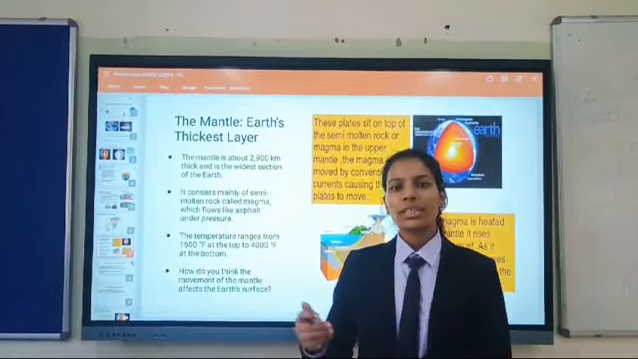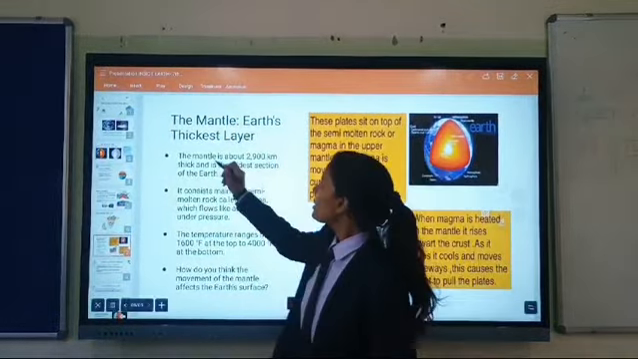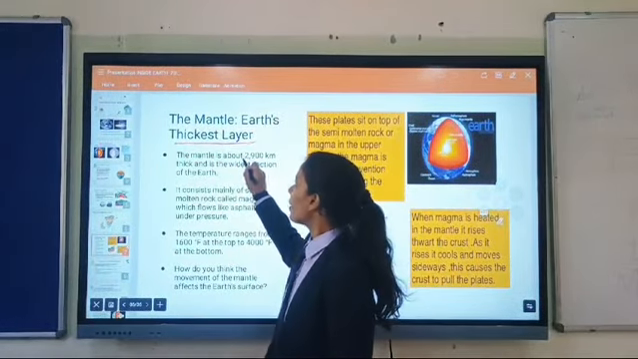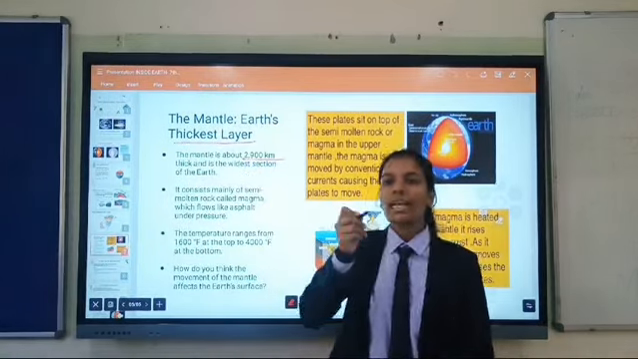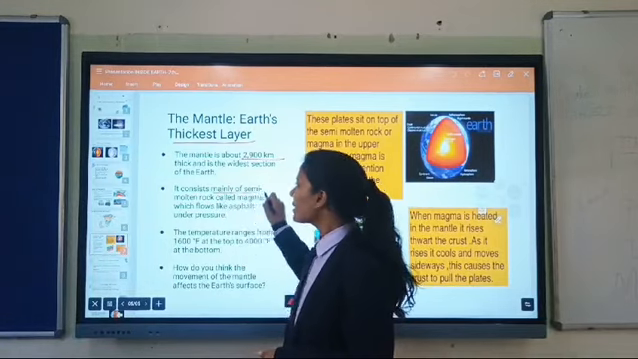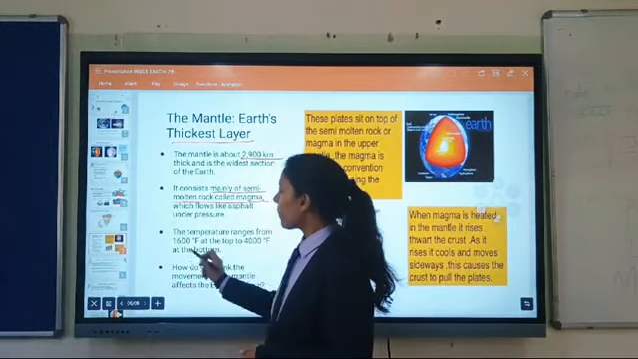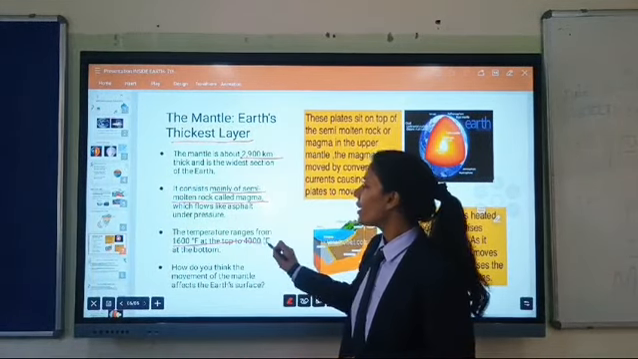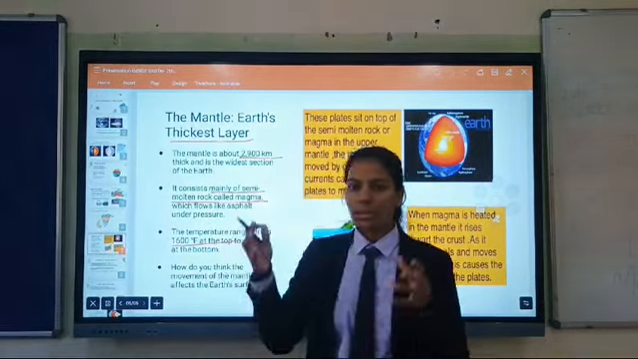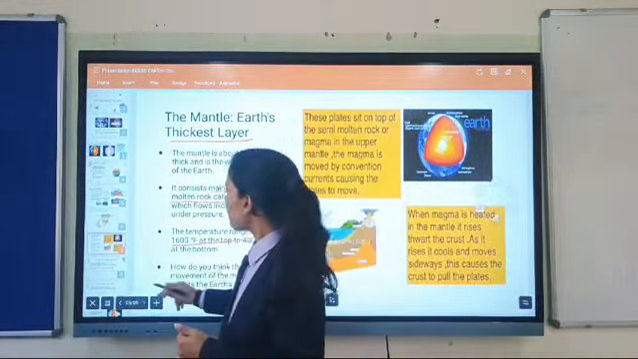Moving further, we are going to study the second layer of the earth, that is the mantle. The mantle is the thickest layer and the thinnest is the crust. It is around 2900 kilometers, while the crust is only 35 kilometers. It consists mainly of semi-molten magma, or rock form. The temperature ranges from around 1600 Fahrenheit to 4000 Fahrenheit, and this all happens due to the variation in pressure and temperature in all these layers of the earth.